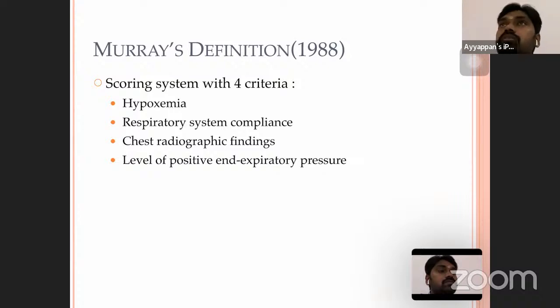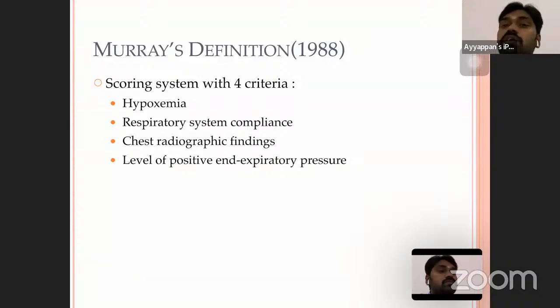It was based on basically 4 parameters. One is hypoxemia, based on the PF ratio; then respiratory system compliance, which was the dynamic compliance of the respiratory system; chest radiographic findings based on the number of quadrants involved with consolidation; and the level of PEEP which the patient required.